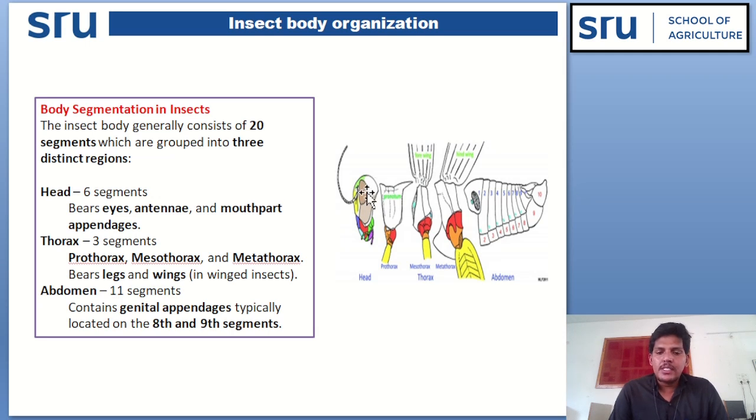The head bears appendages such as eyes, antenna and mouth parts. The thorax is divided into prothorax, mesothorax and metathorax, and bears appendages such as 3 pairs of legs and 2 pairs of wings. The abdomen contains genital appendages, typically located on the ventral side of the 8th and 9th abdominal segments.